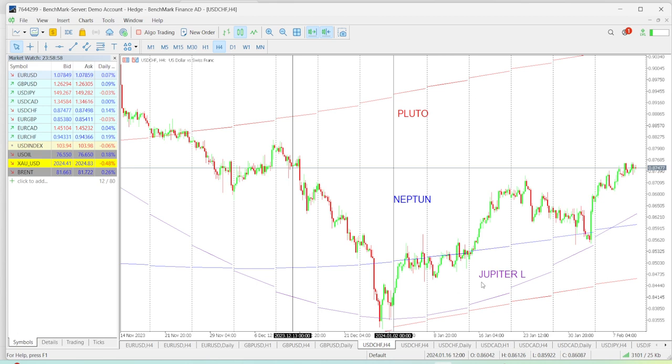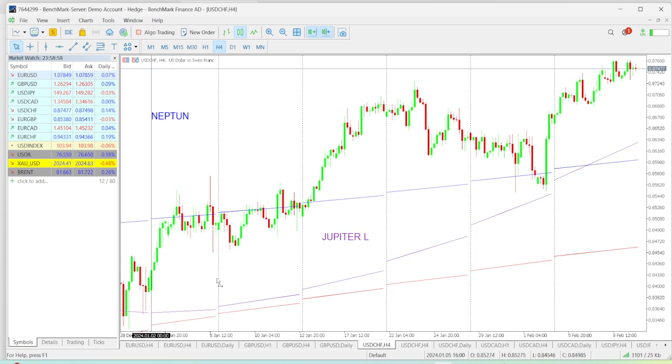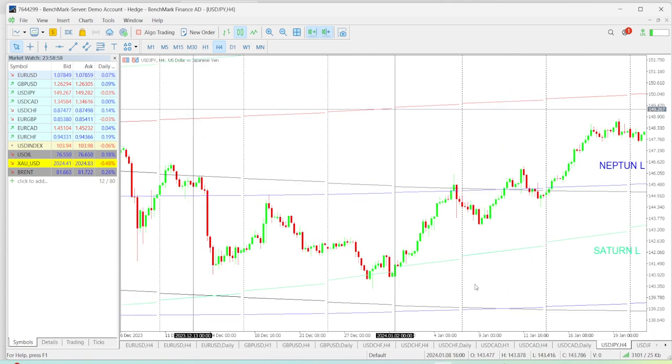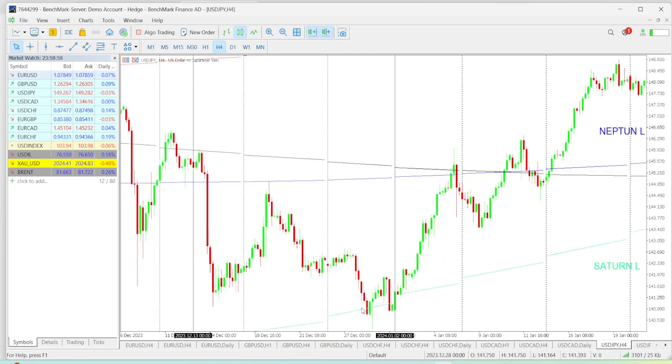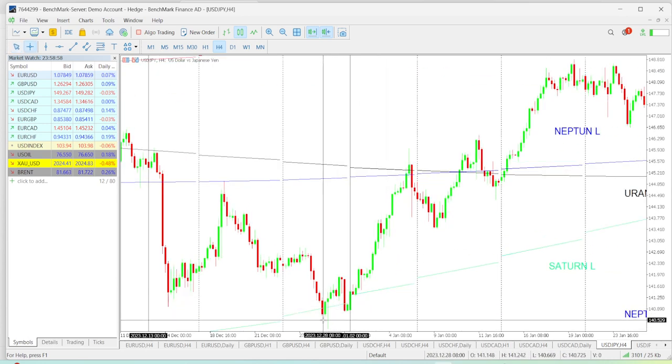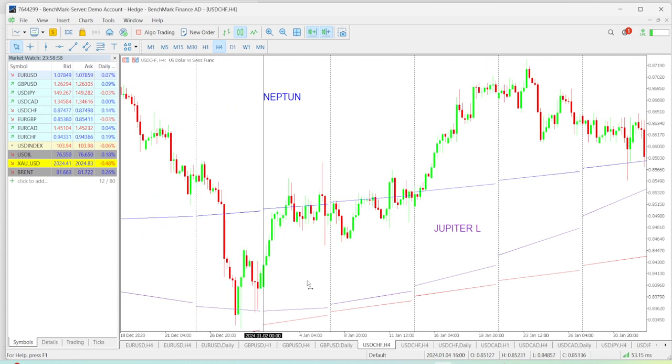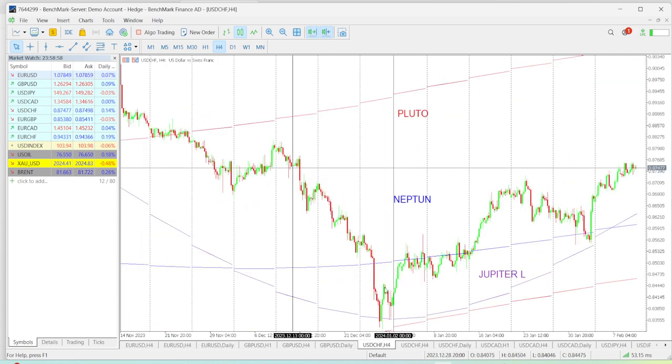I have already mentioned that I'm looking for match or dependencies between two or three instruments. So as you can see here, the date is 28th of December. On the same date, we have a signal in dollar yen. So this signal is still valid.